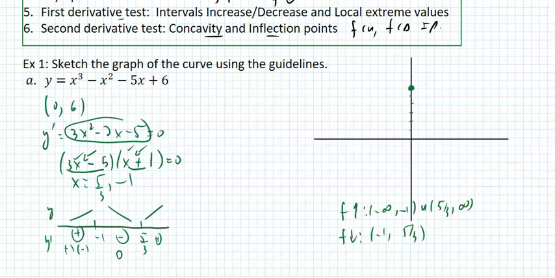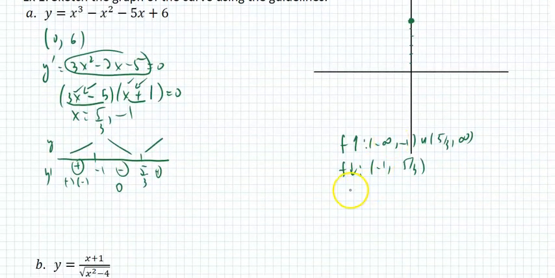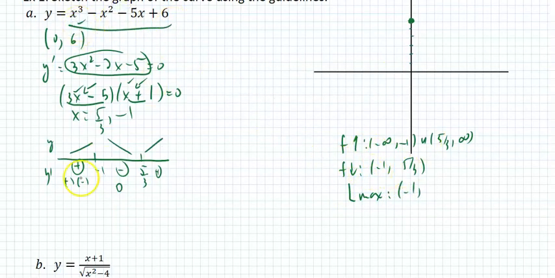Now I also know that we have a local max at negative 1. If I plug negative 1 in there, I'll get negative 1 minus 1 plus 5 plus 6. That will be 11 minus 2. That will be a 10. If I make a mistake, you just need to get the idea.